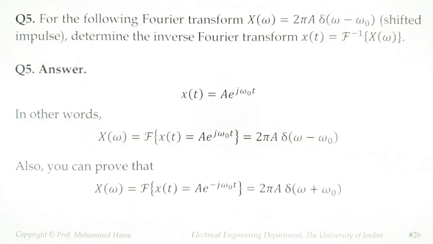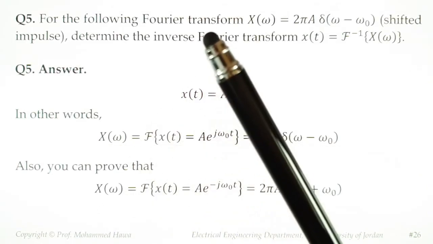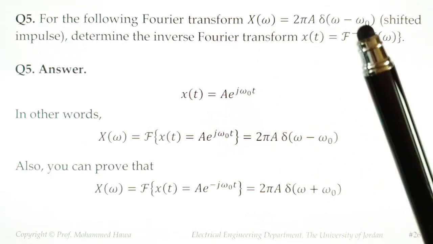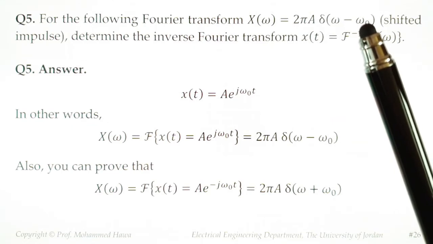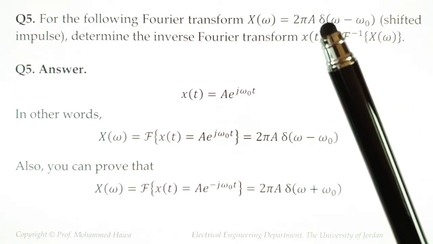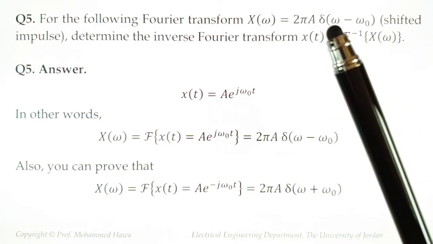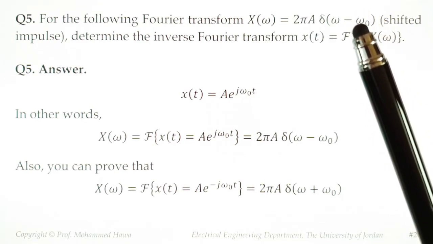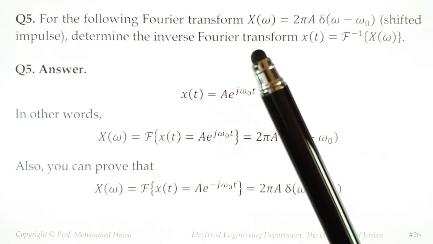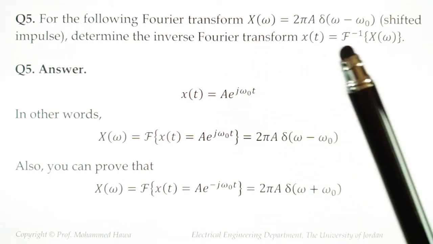So the answer makes sense, and that's how I easily guessed what the answer is going to be for this problem. Alright, question 5 is a homework for you. You are given the Fourier transform X of omega, which is an impulse, 2 pi a delta of omega minus omega naught. This is an impulse that is shifted in frequency, and the amount of shift is to the right by omega naught. So I say, find the inverse Fourier transform and tell me what x of t is going to be.